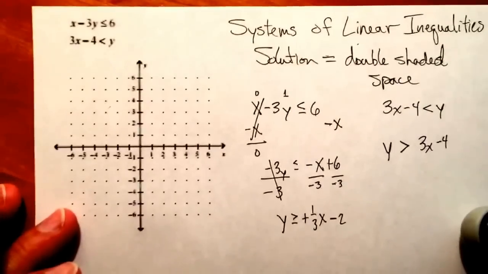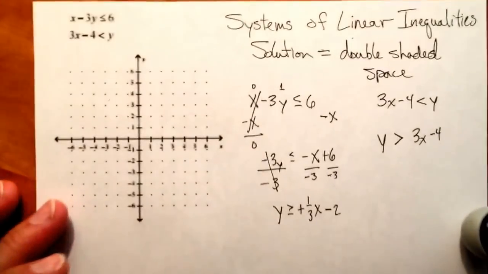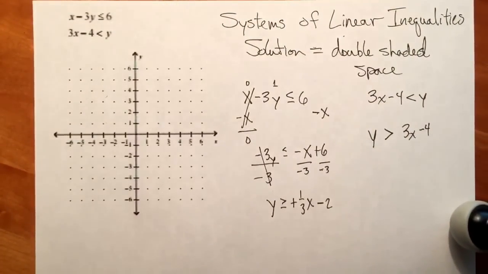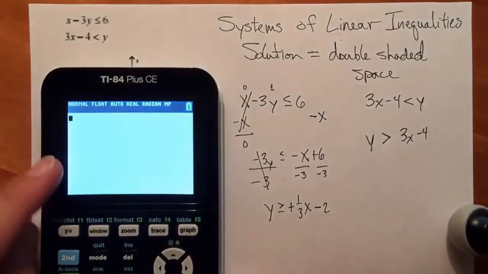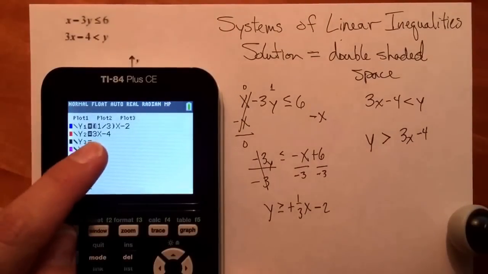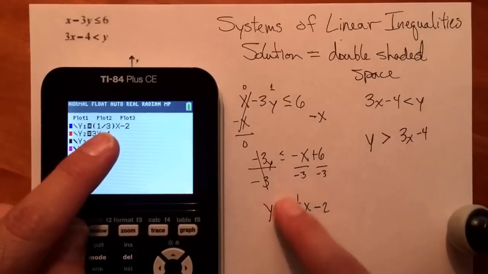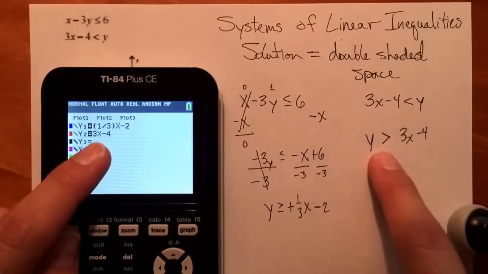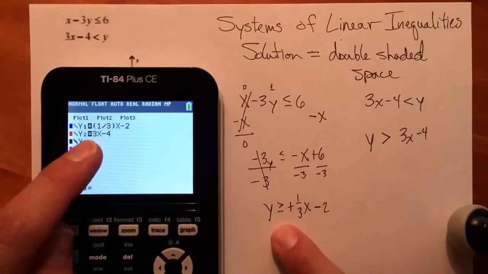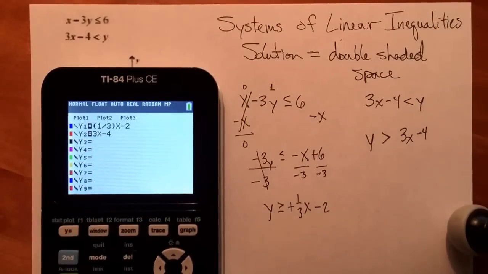Well, let's take a look at how we can do this with our calculator. All right, so I'm going to turn this on. Y equals, now I've already typed in our equations. So 1/3 x minus 2 and 3x minus 4. But these are inequalities and these are equal signs. These are equations. How can we change this? Well, the calculator has a solution. It's not a great solution. It's a little complex. There's a couple of steps here that I need you to remember.